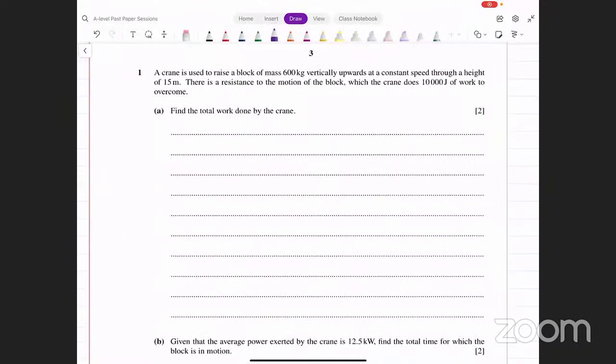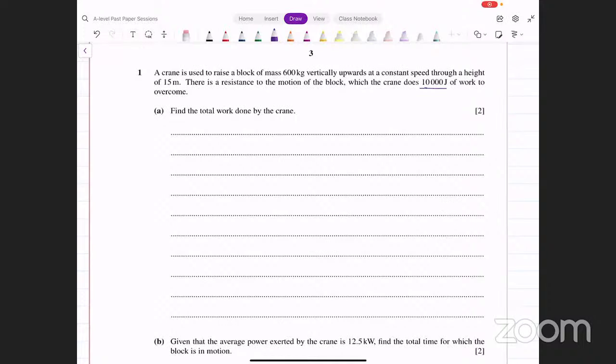Okay. So there's a crane that is used to raise a block of mass 600 kilograms vertically upwards at a constant speed through a height of 15 meters. There is a resistance to the motion of the block, which the crane does 10,000 joules of work to overcome. Okay, so there is some resistance, and the work done against resistance is given, that is 10,000 joules.